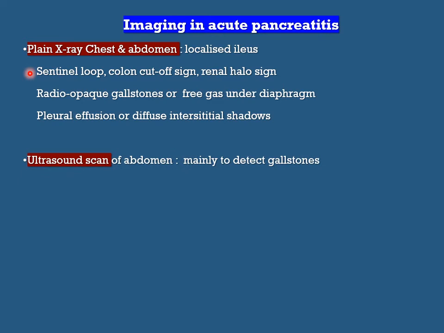Ultrasound of the abdomen is mainly to detect the presence of gallstones. CT scan, contrast-enhanced CT scan for severe cases, to detect swelling, necrosis, abscess formation, and pseudocyst.